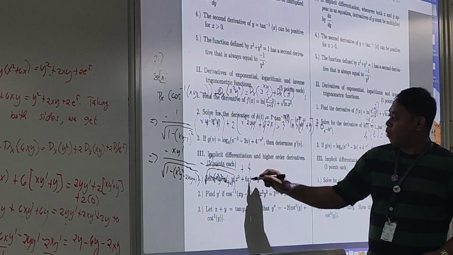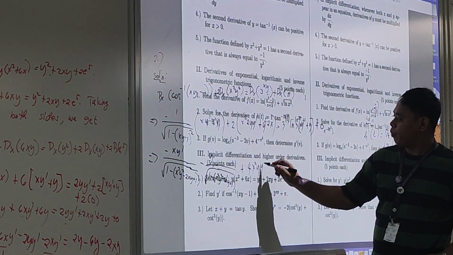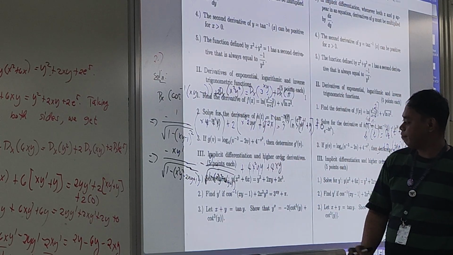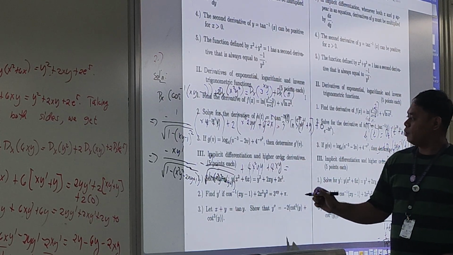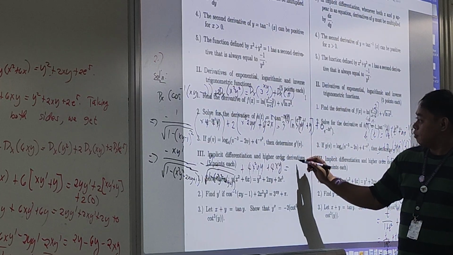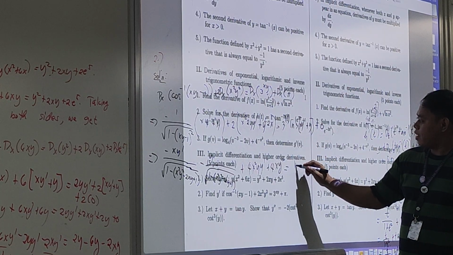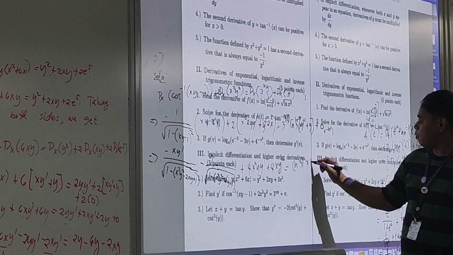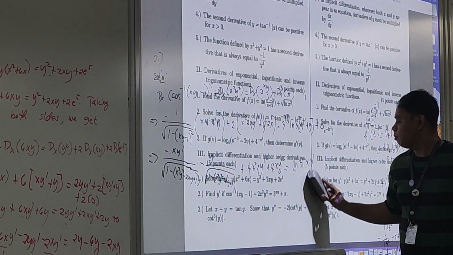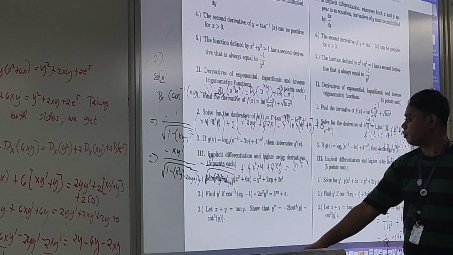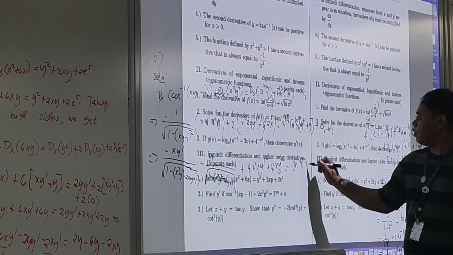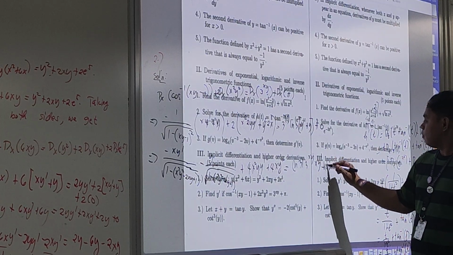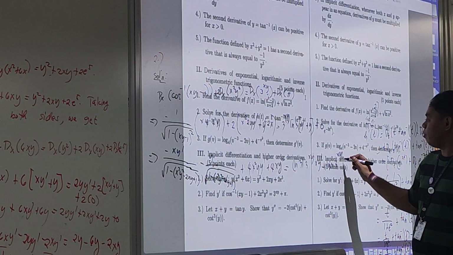Plus we have 4x squared y prime plus 4x y squared is equal to ln of 3 times xy prime plus ln of 3 to the xy times y.